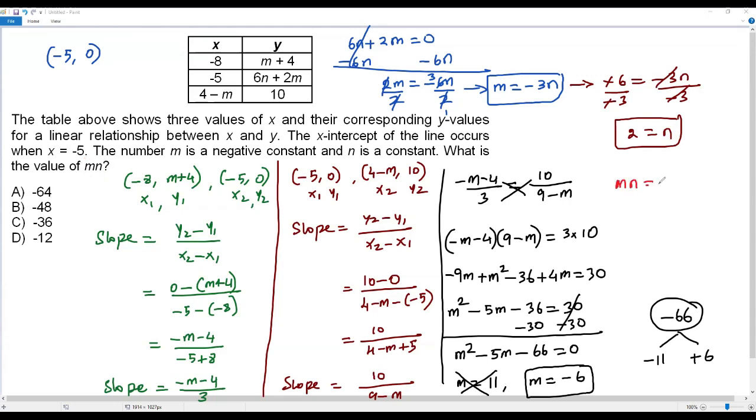So m times n is equal to, the value of m is negative 6 and the value of n is 2. So negative 6 times 2 is negative 12. So the product of m and n equals negative 12. We find this negative 12 in answer choice D. So the correct answer choice for this question is D, negative 12.